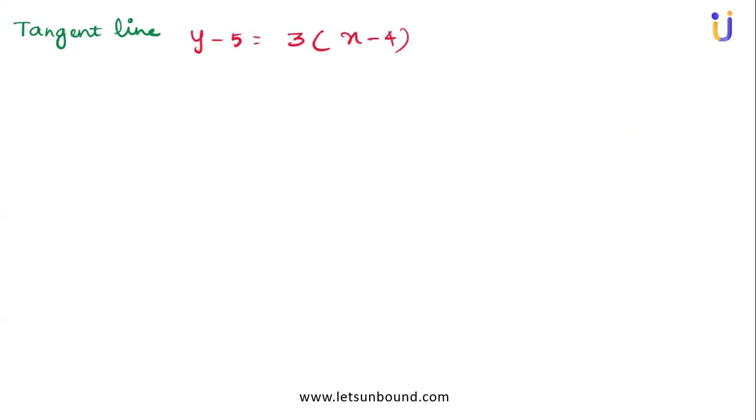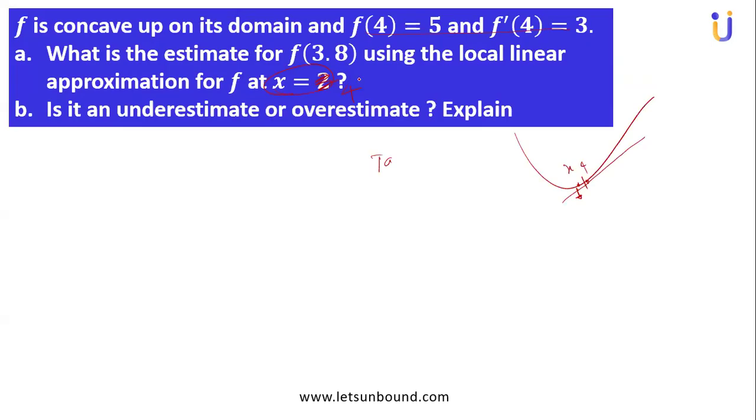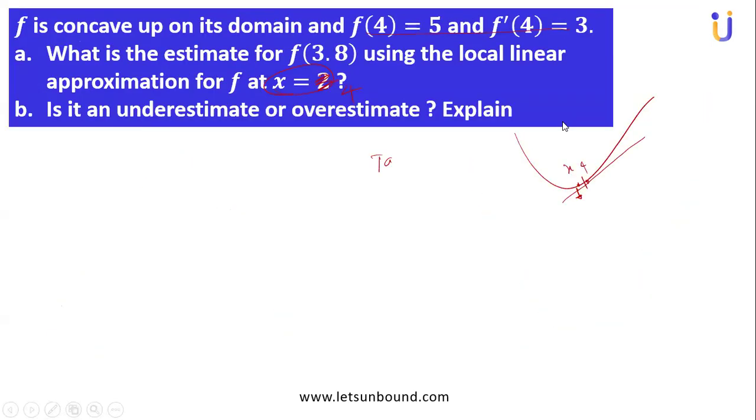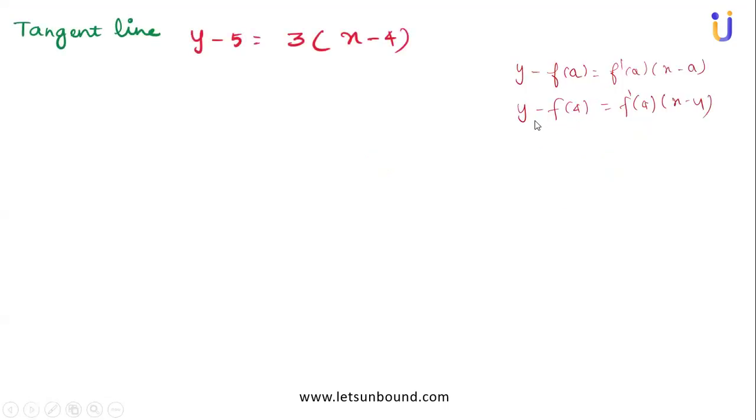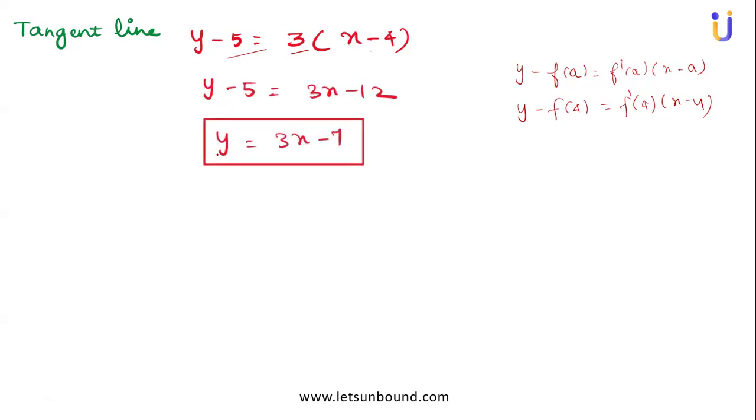First the tangent line. This is the equation. Actually, the tangent line equation is y minus f of a equals f dash of a times x minus a. These are all the things given to us. Your a is 4. So y minus f of 4 equals f dash of 4 times x minus 4. And f of 4 is also given to us, 5, and f dash of 4 is 3. That's what we are plugging in: y minus 5 equals 3 times x minus 4. And just simplify it, right? So this is your tangent line.